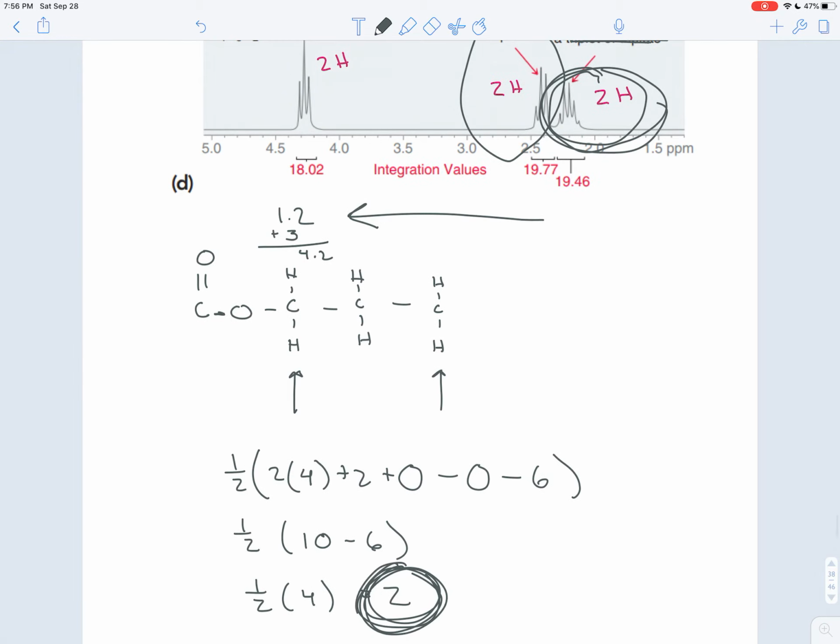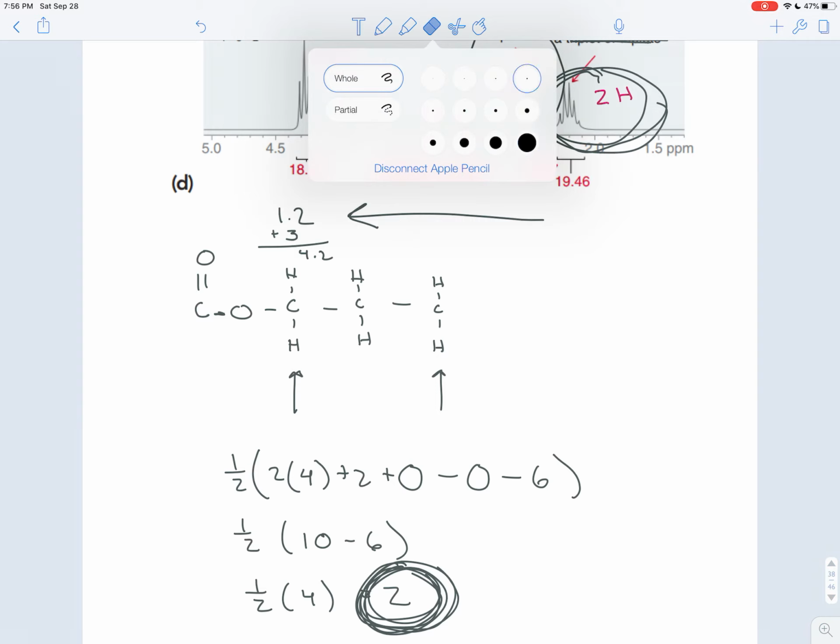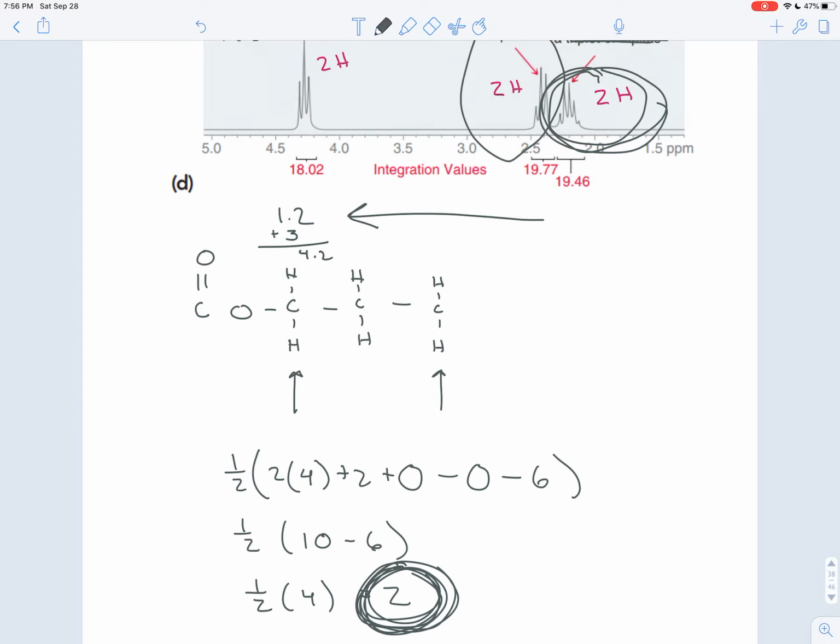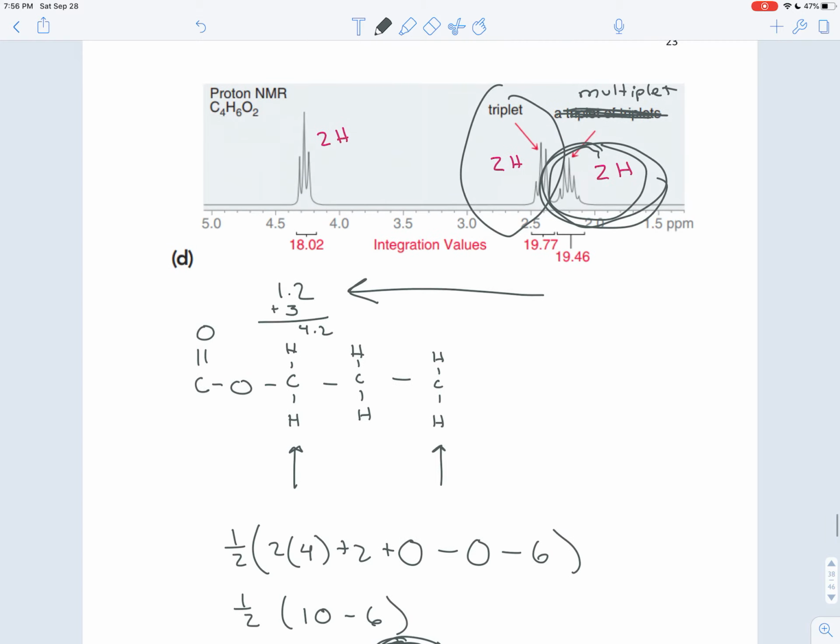Now that helps a little bit because that takes care of one of the degrees of unsaturation. We need either 2 rings, 2 pi bonds, or 1 ring and 1 pi bond. And now we have a pi bond. So now we just have to think about how to include one more degree of unsaturation.